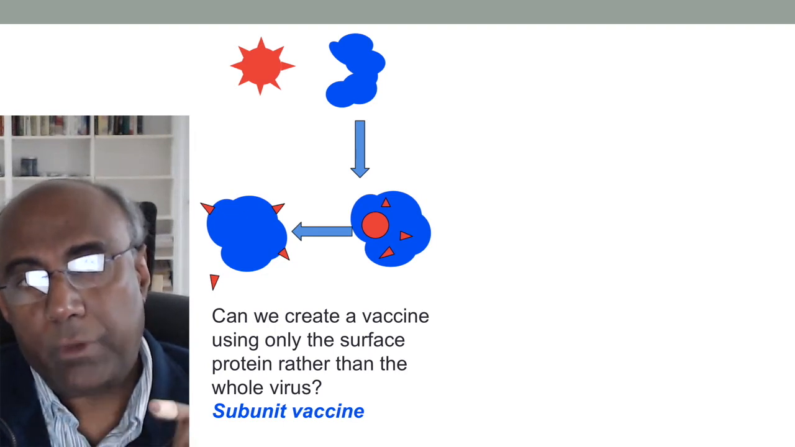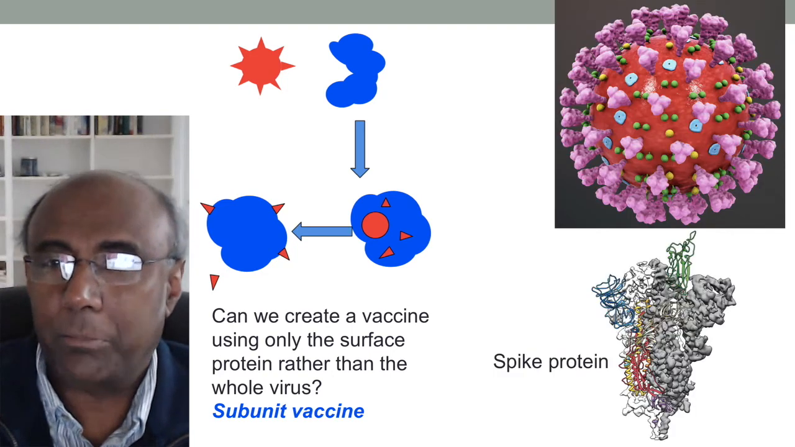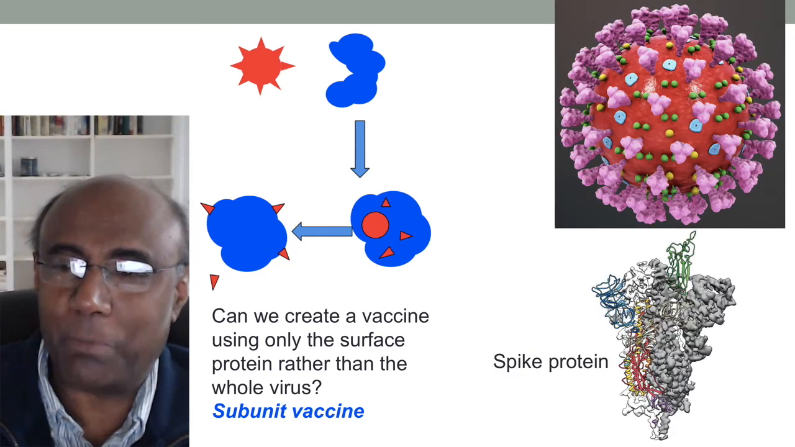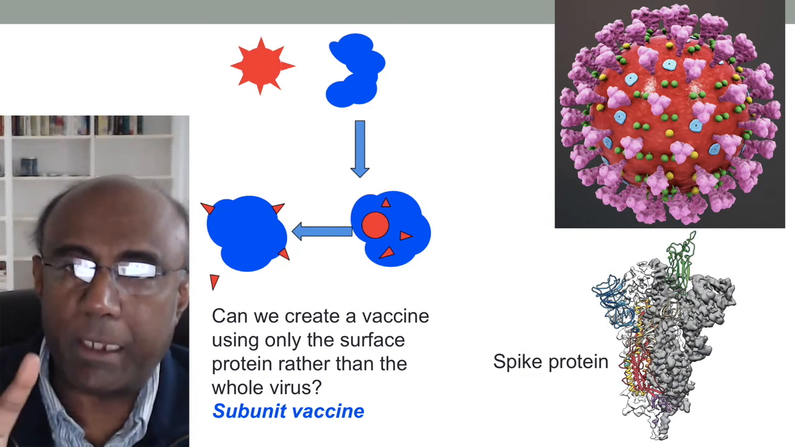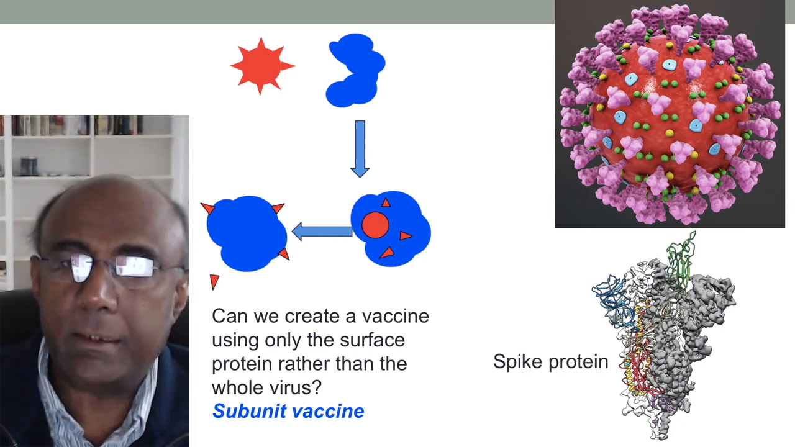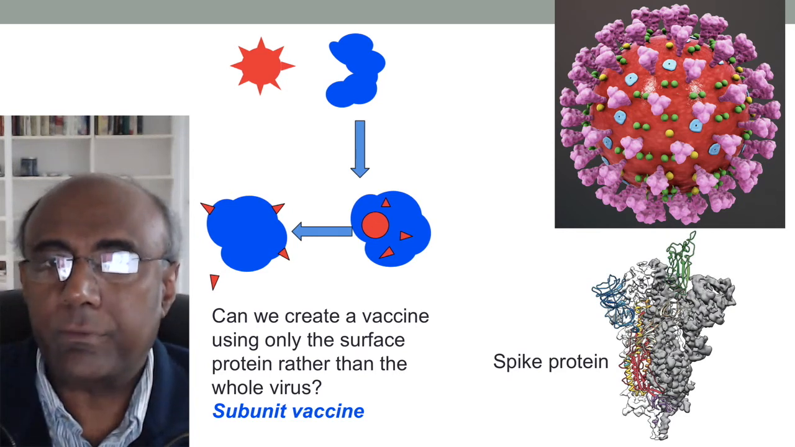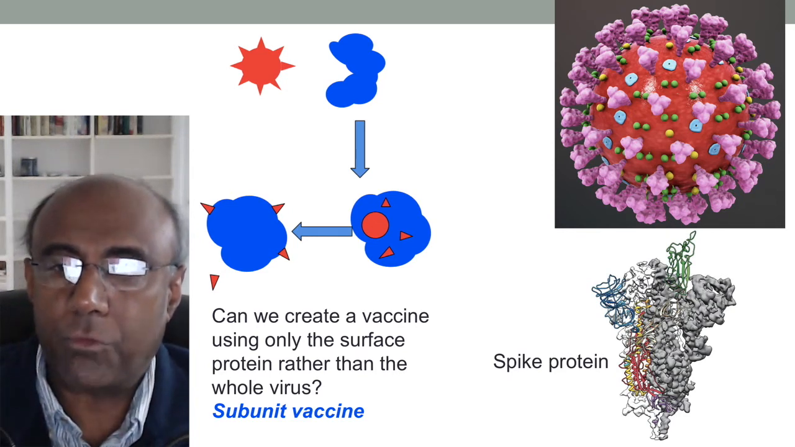So the question was, can we do this for the coronavirus? Here is that pretty virus again with the pink spikes. And here is the spike protein in greater detail. Remember that the spike protein is what allows the virus to grab onto our cell walls and enter it. And that is how our antibodies recognize this virus as something to be destroyed.